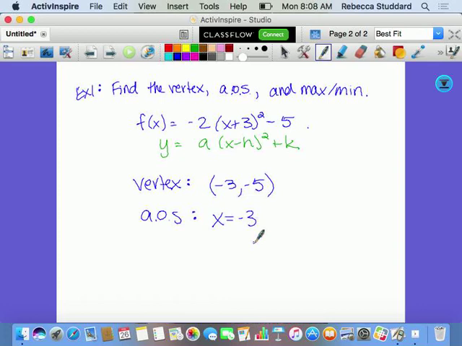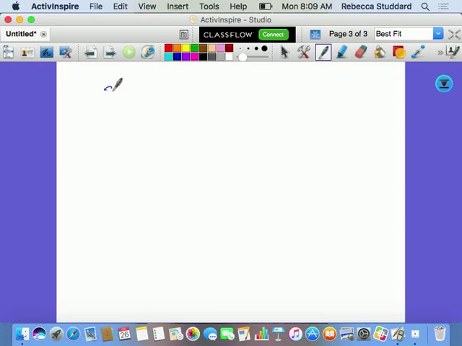And then finally, do we have a max or a min? Max. We have a max because our parabola opens down. Our a is less than 0, so our parabola opens down, which gives us a max. So we have a max equal to what? -5. So you use the x-coordinate of the vertex for the axis of symmetry, and the y-coordinate of the vertex for the max or min. Any questions on this? Feeling good about it? I feel good about it. All right, then let's look at standard form of a quadratic.